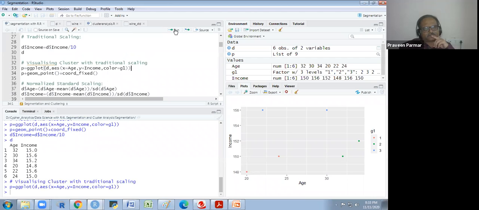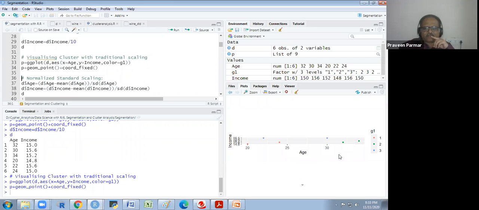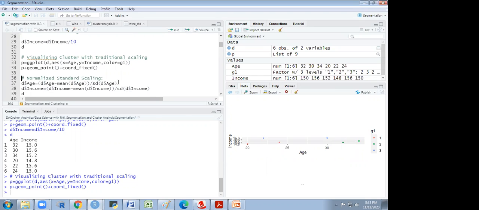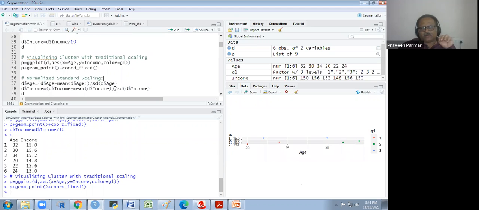Again I make it. Now it is like that. It's a very odd graph. It is not giving us a clear picture. So there is a standardized technique, called normalized standard scaling. In the normalized standard scaling, we apply the Z-scale, the age minus mean age. As I explained to you earlier also, the Z-score formula: Z is equal to X minus X bar over standard deviation. Got it?